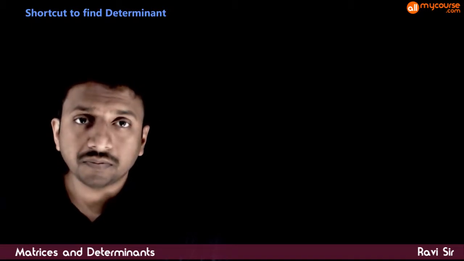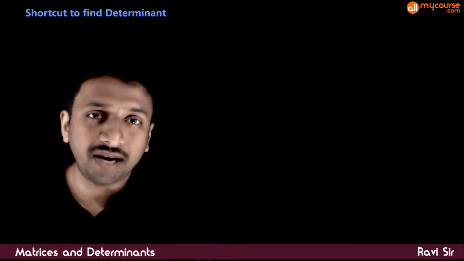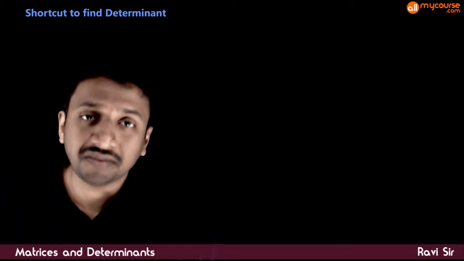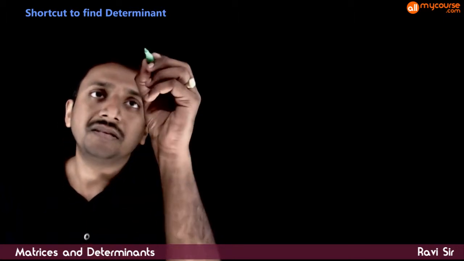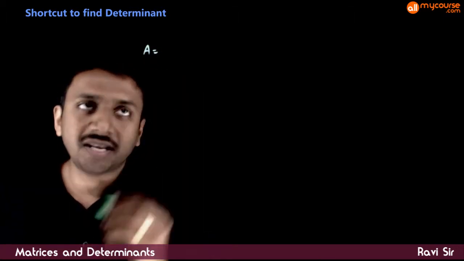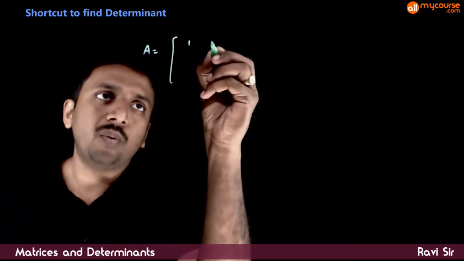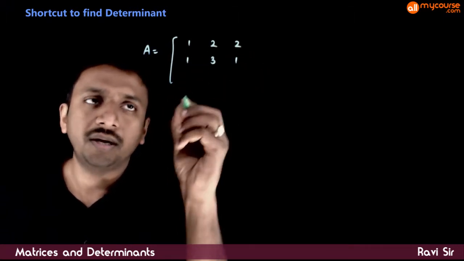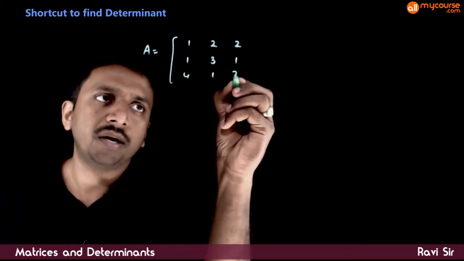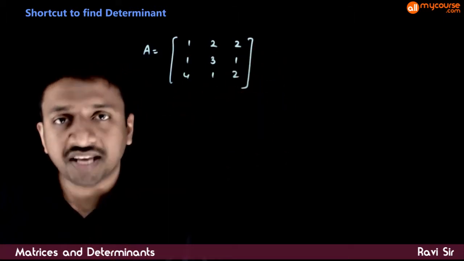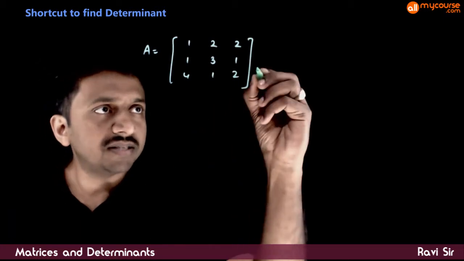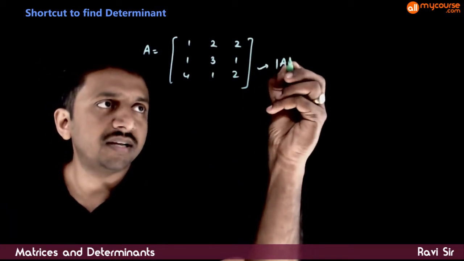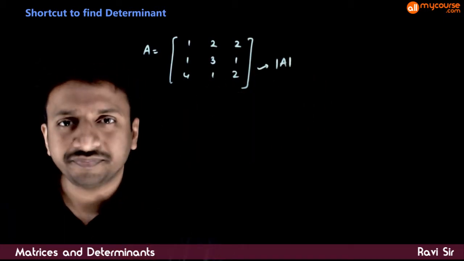In this video, let us look at how we usually find the determinant of a 3 by 3 matrix. So let us take an example. Let us take A is equal to [1, 2, 2; 1, 3, 1; 4, 1, 2]. Let us take this matrix. So let us say that you are asked to find the determinant of A.